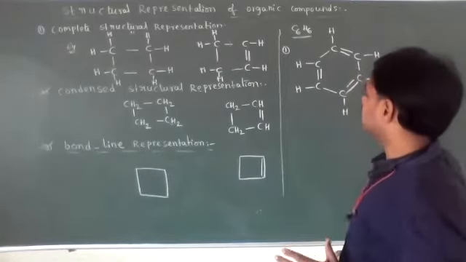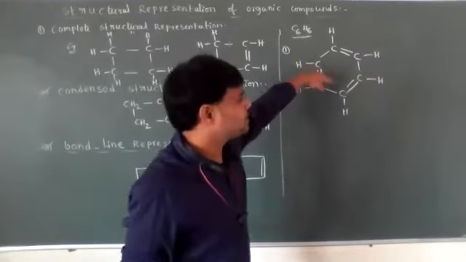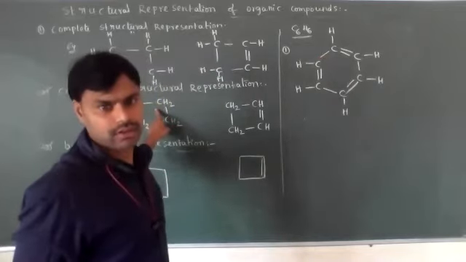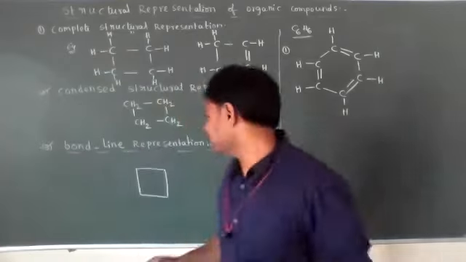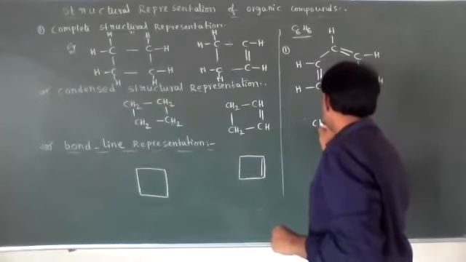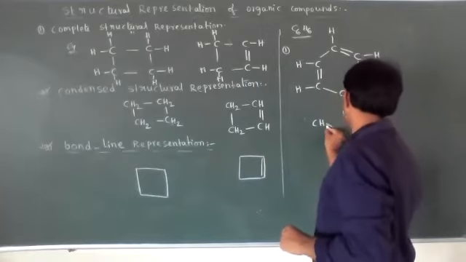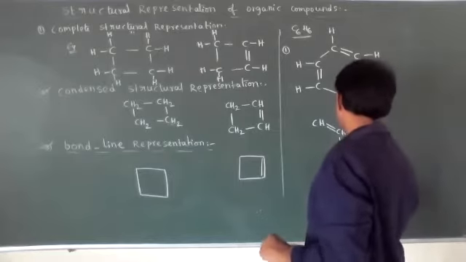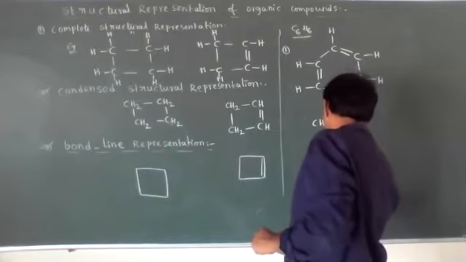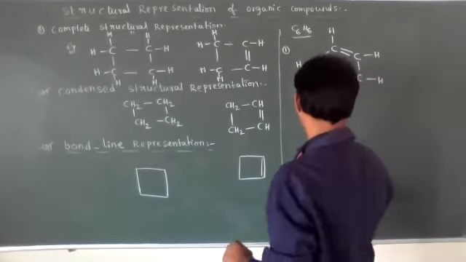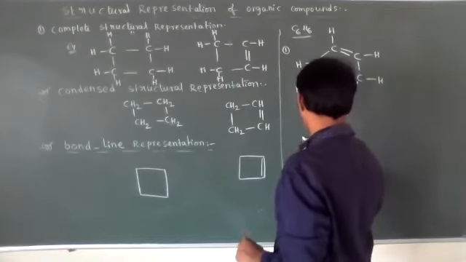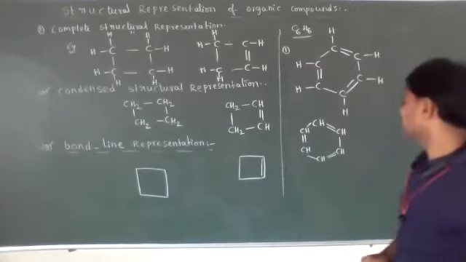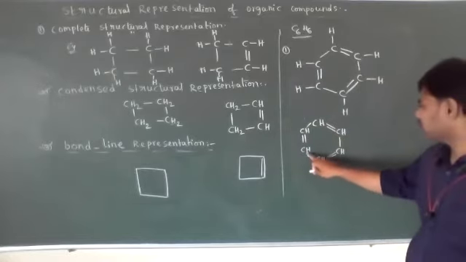In the condensed representation there is no need to specify CH bonds. We are specifying only carbon and carbon bonds. Okay students, no need to specify CH bonds, which means CH double bond CH single bond CH double bond CH single bond CH double bond CH single bond. This is 1, 2, 3, 4, 5, 6.